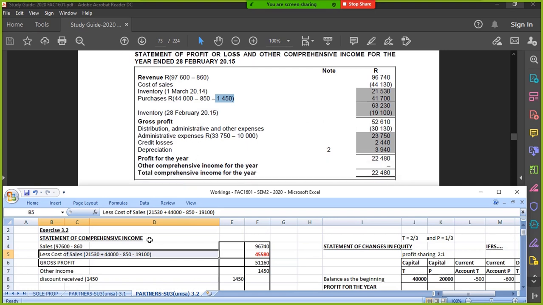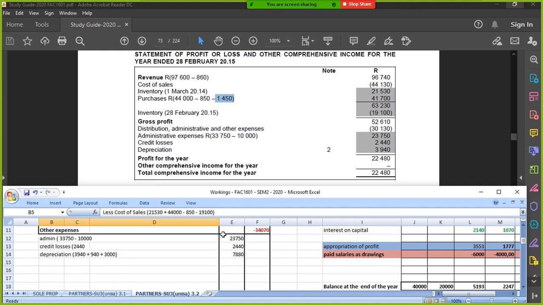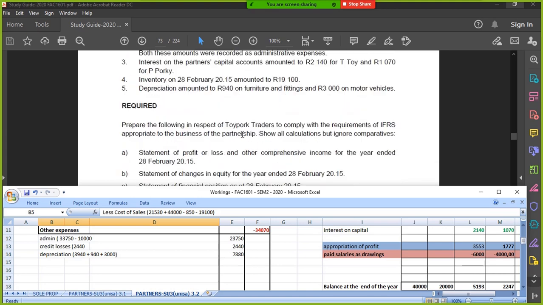Okay, the admin expenses, yeah, that's fine. See, they have to disclose it. You have to update it because remember, it belongs to drawings, not admin. That's fine. Credit losses, that's fine. Depreciation. Why don't they show depreciation here? That's bad. Let's go back to the question.